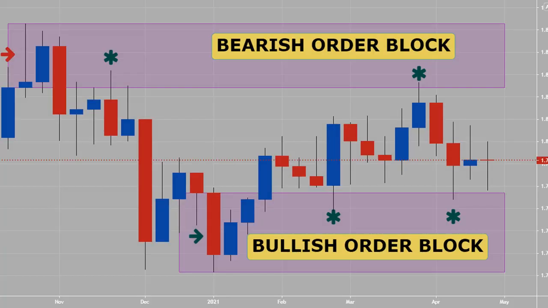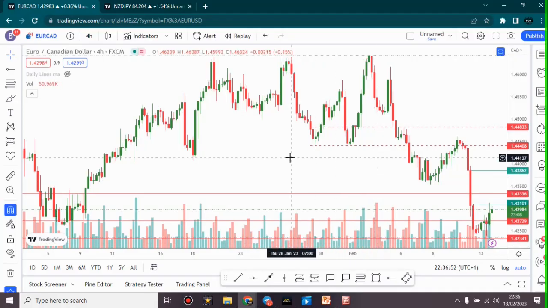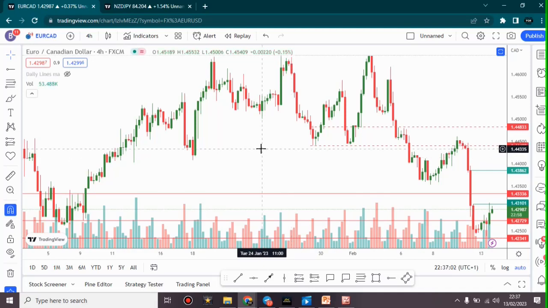Now let me give you some examples on how to draw order blocks on a real chart. One good tip about drawing order blocks is that it's always good to draw this at a much larger time frame, because banks and institutions trade in bigger time frames. So I prefer drawing order blocks in the 4-hour time frame, the 1-hour time frame, or the daily time frame.